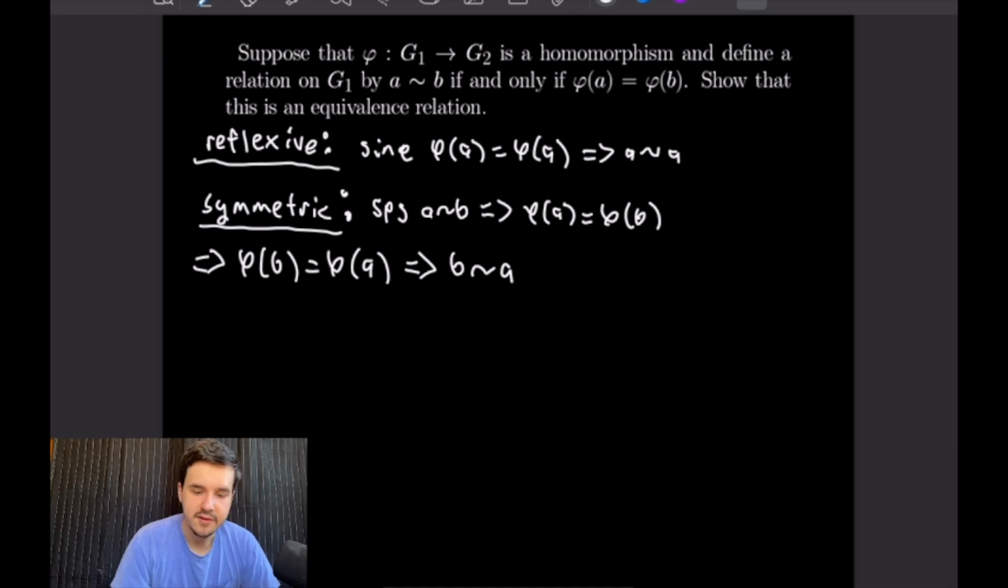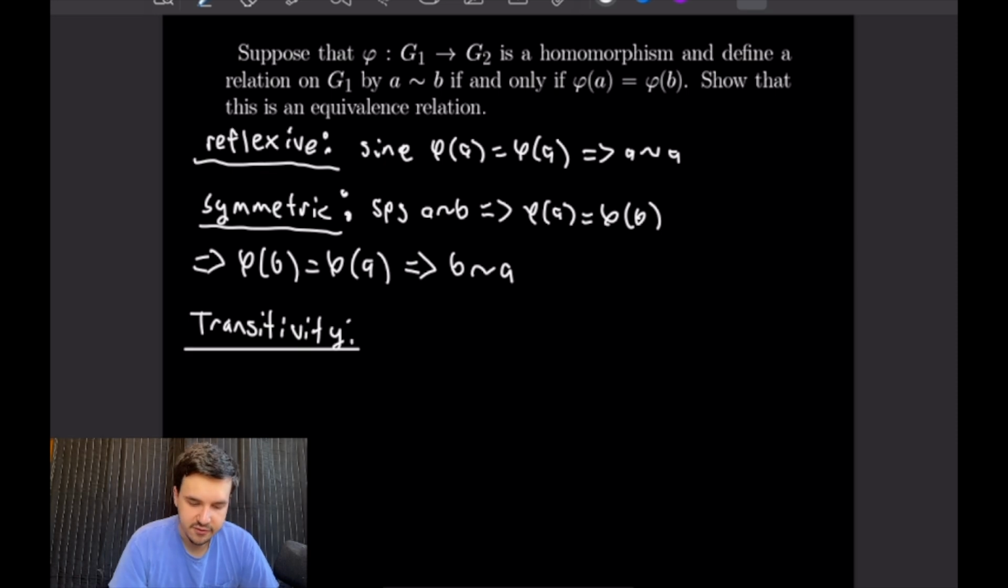So all we have to do now is prove that this relation is transitive, and we will have proved that this is an equivalence relation. So I'll go ahead and write that we are doing a transitivity proof now. Great, so for transitivity, it should be a pretty simple setup. We're going to suppose that we have that a is related to b, and also that b is related to c.